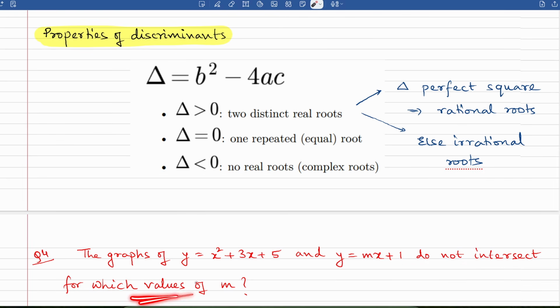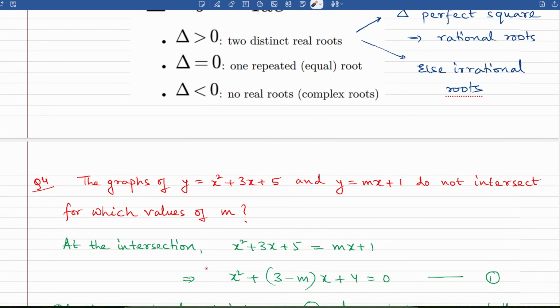So remember, if two curves intersect, there has to be at least one common point. So that means when I collect these two equations together, their combined quadratic equation should have no solution in order for them to not intersect. At the intersection, these two curves should be equal. Now this is an equation that denotes the supposed intersection. If I can show that this equation has no real solutions, that means there are no meeting points and I will be getting the condition that has to be imposed on m. So x squared plus 3 minus m times x plus 4 is equal to 0, you will get after simplification.